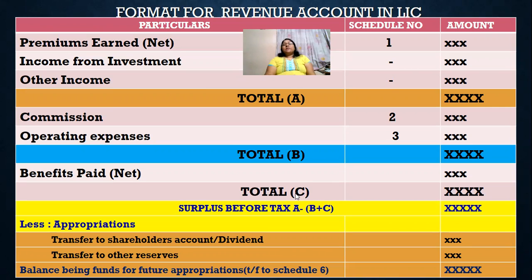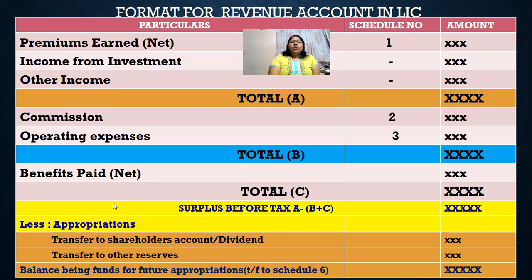And how do we find out the surplus for the life insurance company? We need to combine B and C, because B and C are the expenses of the life insurance company. This summation will be compared with the income of the insurance company. The income is total A. So total A must be compared with the summation of B and C in order to know the surplus of the life insurance business before tax.